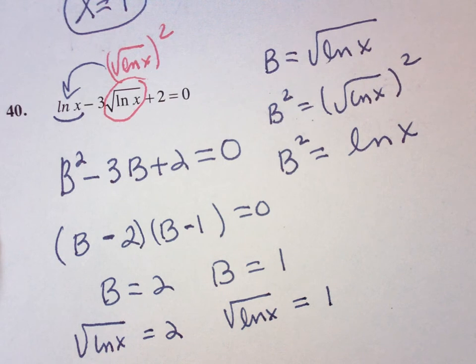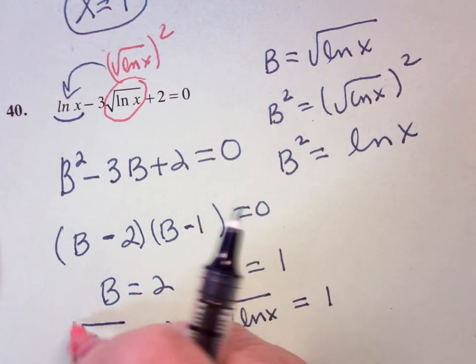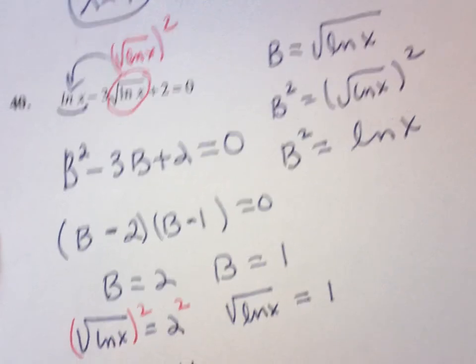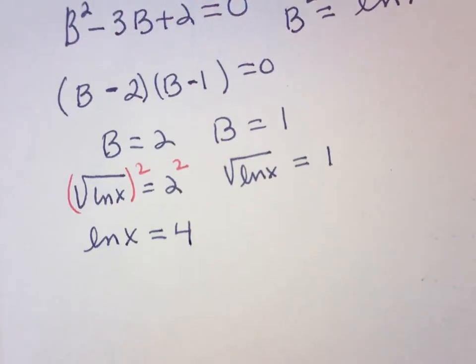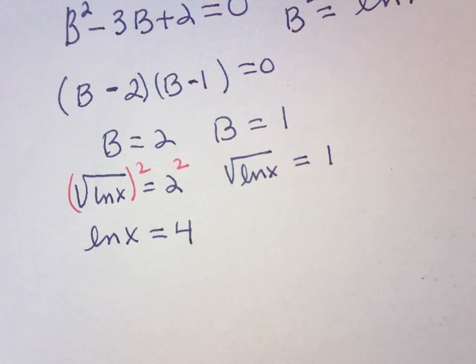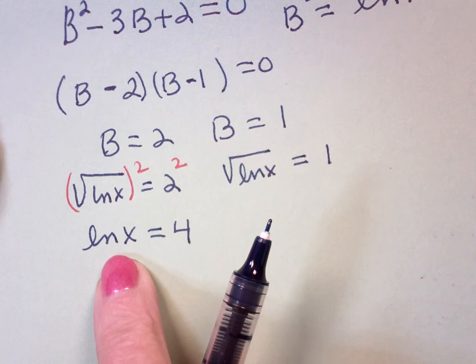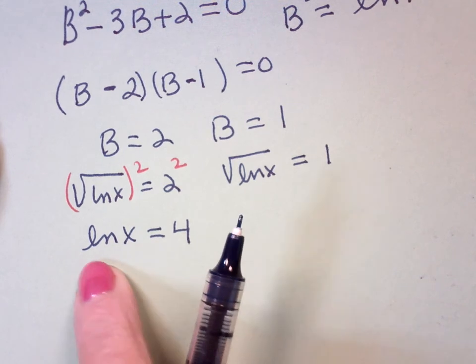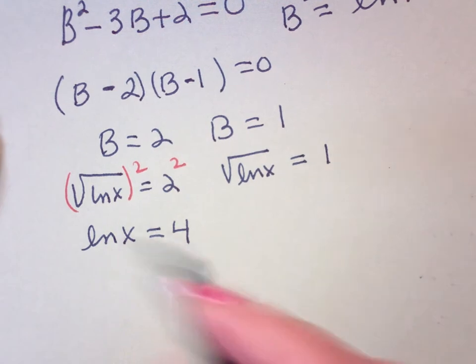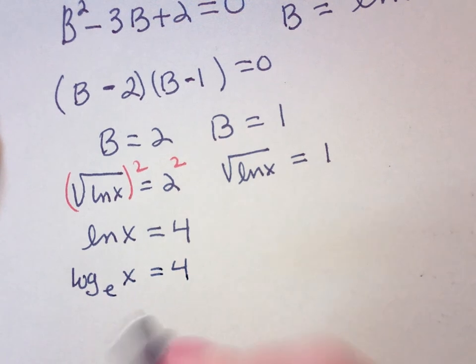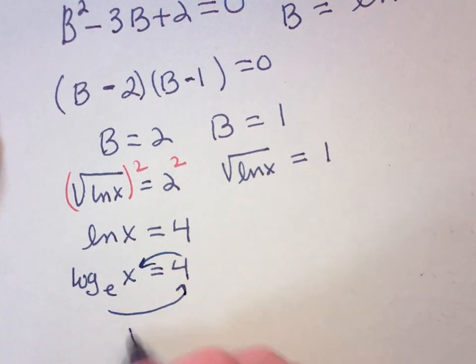Now what do I need to do? Square both sides. I've got to get rid of the radical. So the natural log of x is 4. Now what? I need x. Well, I've got to rewrite this guy. What base is natural log? The base of the natural log is e. So this is log base e of x is equal to 4, or e to the 4 is equal to x.